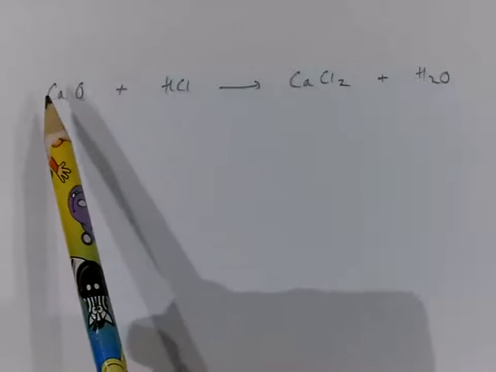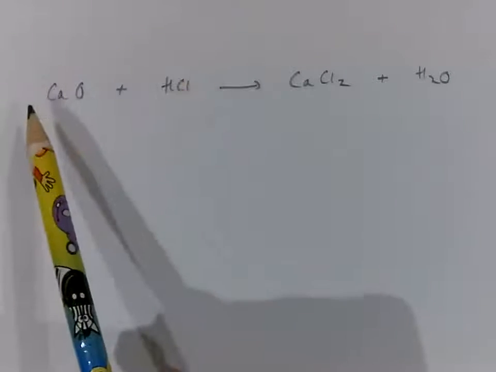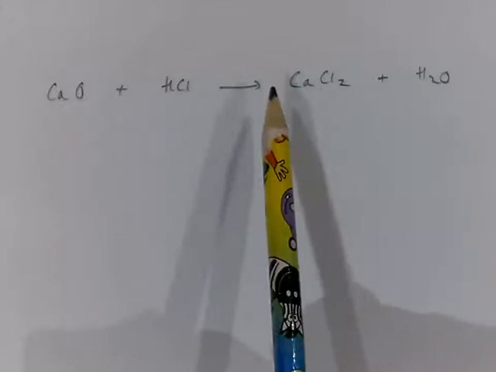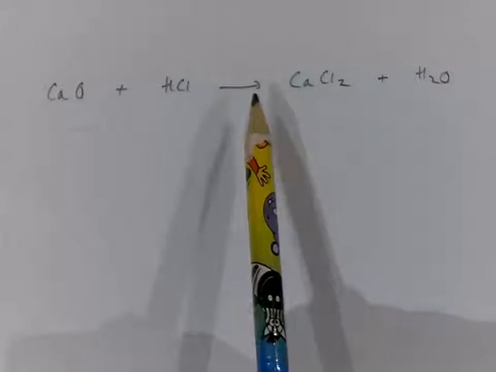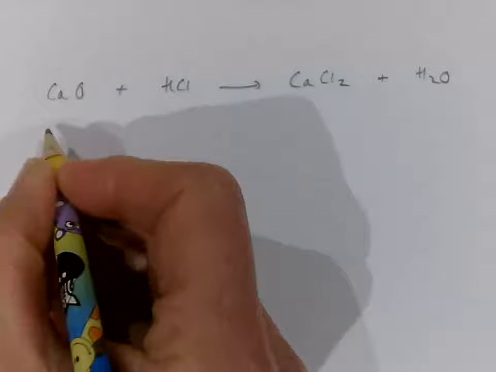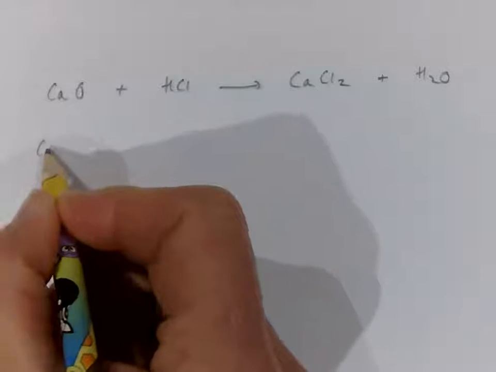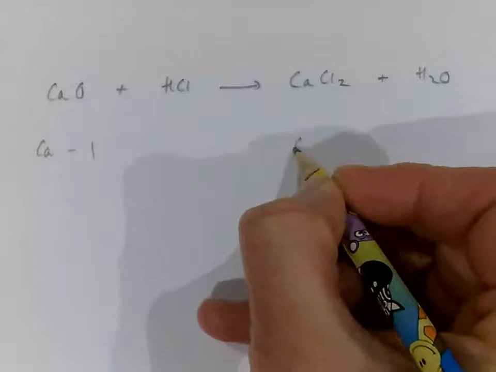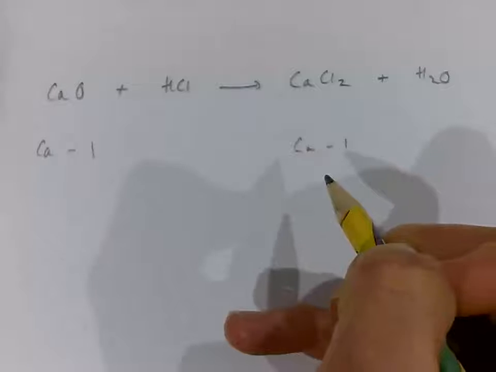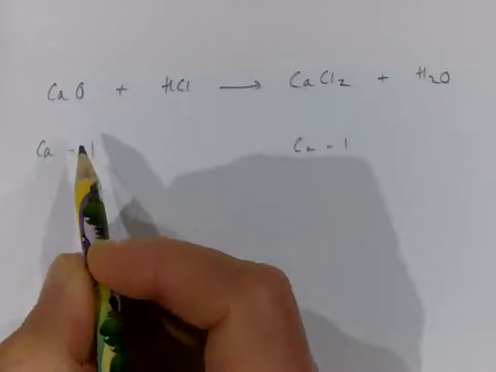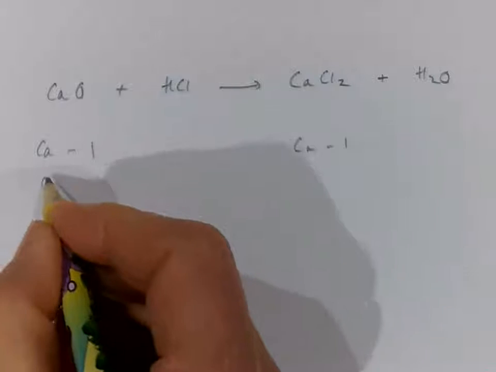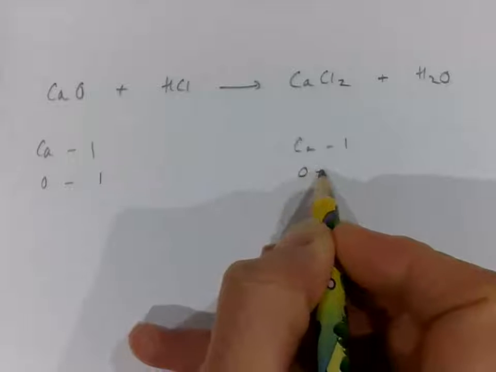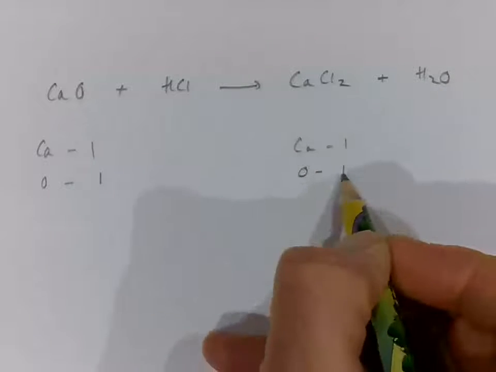So as usual, the number of atoms on this side in the reactants must equal the same number of atoms in the products. That is the law of conservation of mass. So I'm going to start working through each of the different elements one by one. So calcium, on this side I have 1, and in my products I've got 1. So I'm happy. Let's try oxygens. Oxygens here, I've got 1, and in my products I have got 1. So far so good.